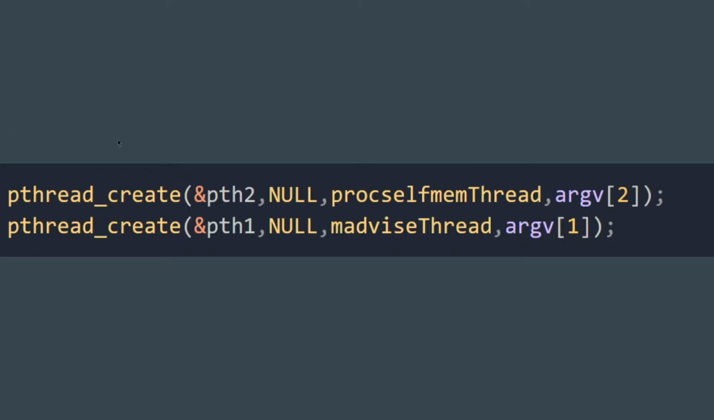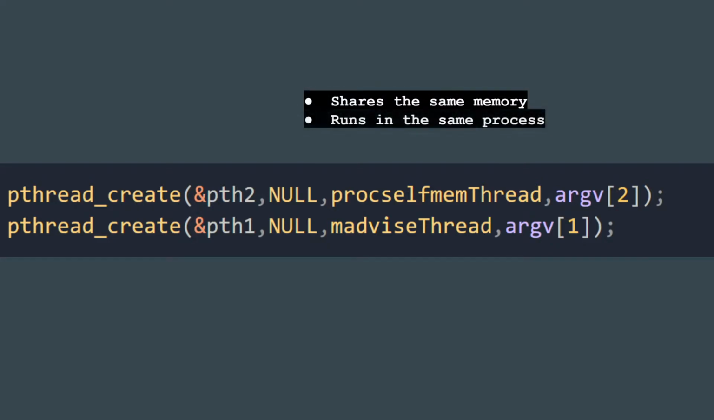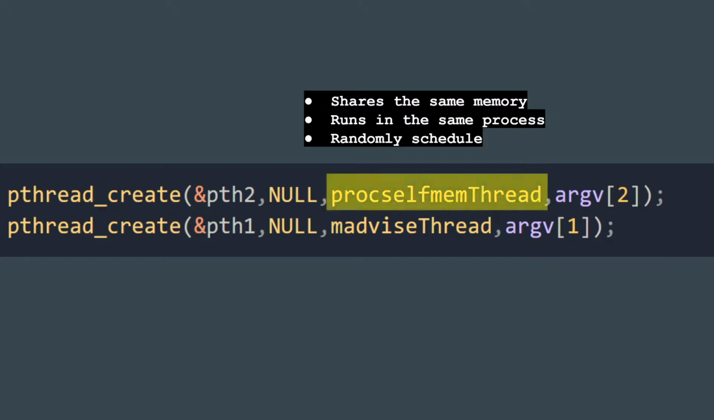Now let's take a look at pthreads. The important thing to note here is that pthreads share the same memory, are run in the same process, and that threads are scheduled by the operating system, so the code in them is executed at random. So although your code may be written in a certain order, it may not execute in that order. We will be taking advantage of this with our Dirty COW exploit. Also, take notice of the two functions being run by our pthreads. These two functions will race against each other. I will expand on these two functions now.